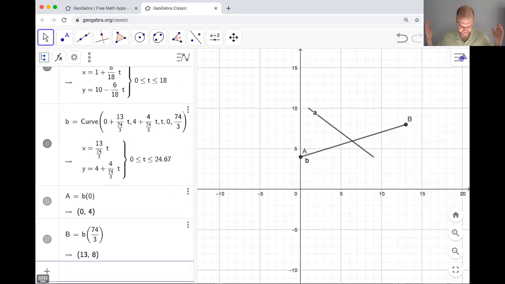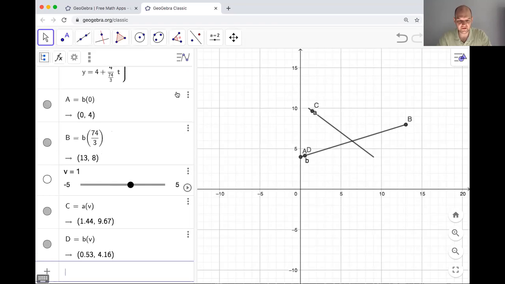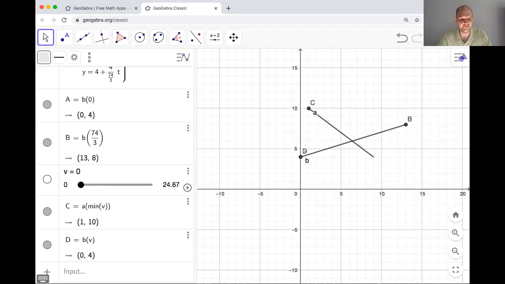And then I'm going to put points on both of them. So I'm going to do a of v. It'll make a slider. I'm going to do b of v, and it makes a slider. I need to go from 0 to, which one's bigger, 18 or 74 over 3? 74 over 3 is definitely bigger. It's an annoying number. Step size, I don't think it matters. I'm going to modify the one that only takes 18, so I'm going to make this the minimum of v and 18, just so it stops and doesn't look stupid.